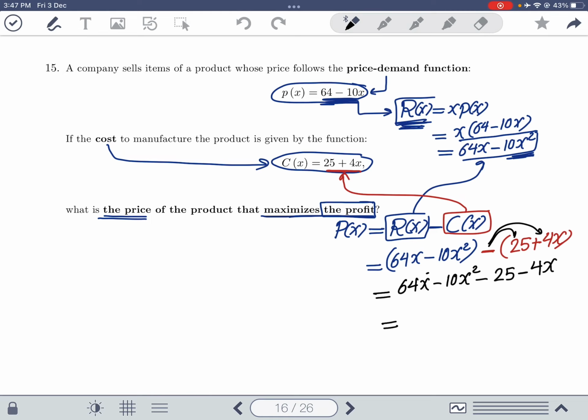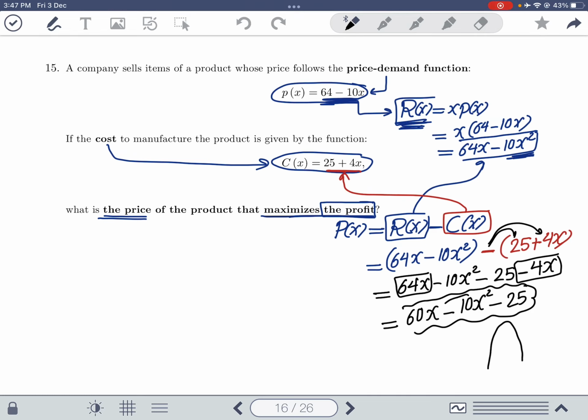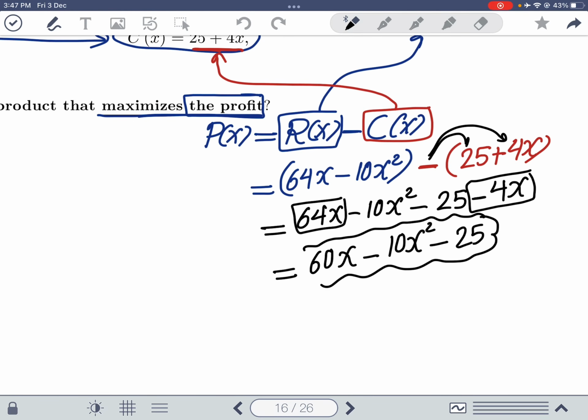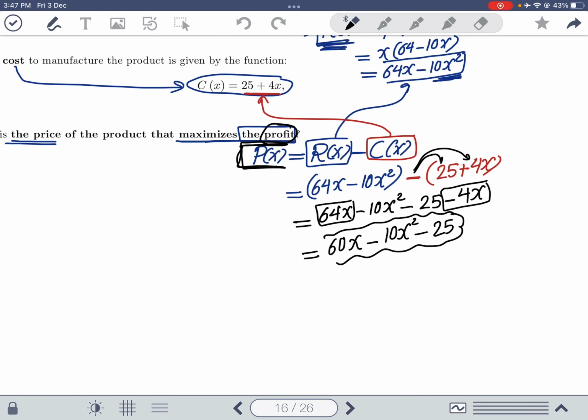And now 64x minus 4x is 60x minus 10x squared minus 25. So this here, which is also a parabola that opens down because the coefficient of x squared is negative. Good to know. And this is the profit function. Okay, great that we got the function first. Now we need to do what to it? We need to maximize it.